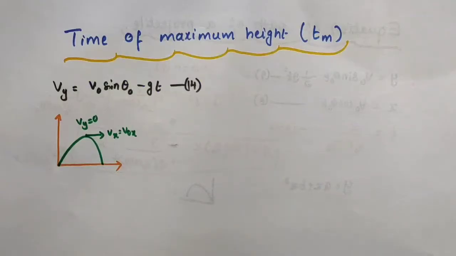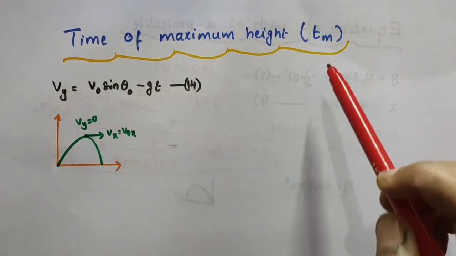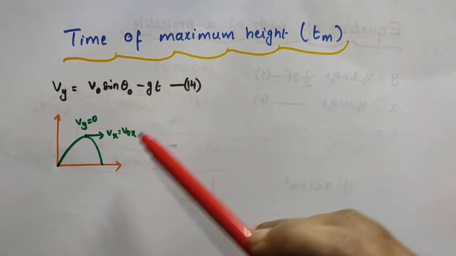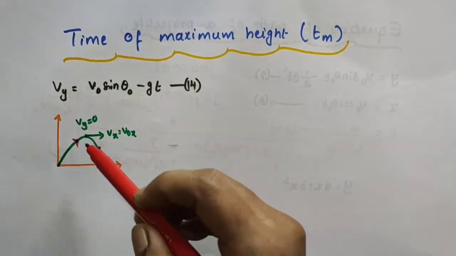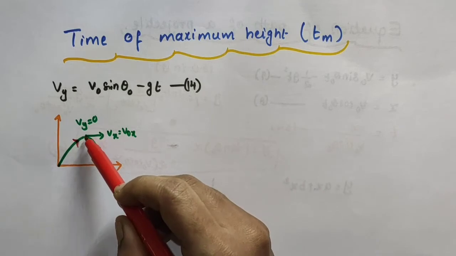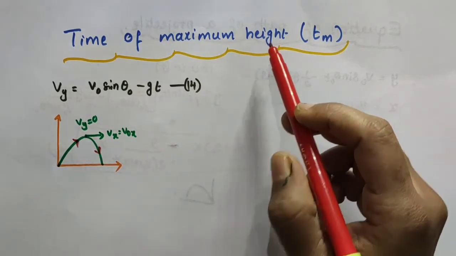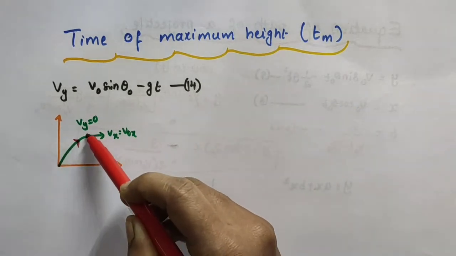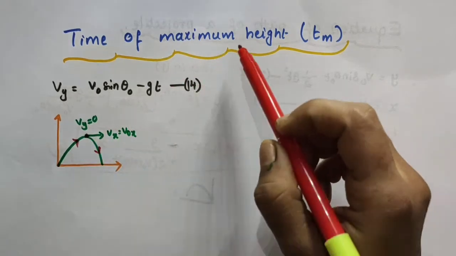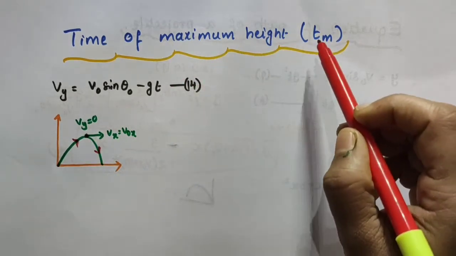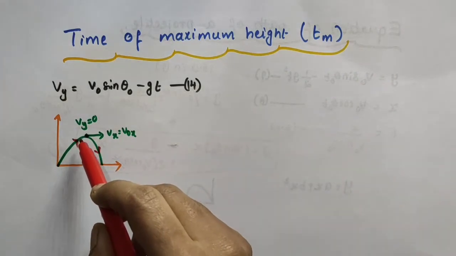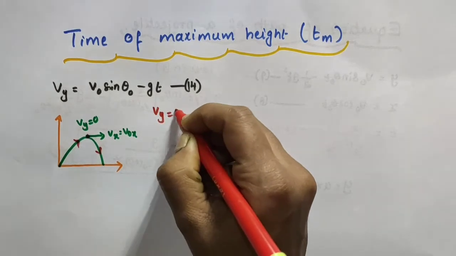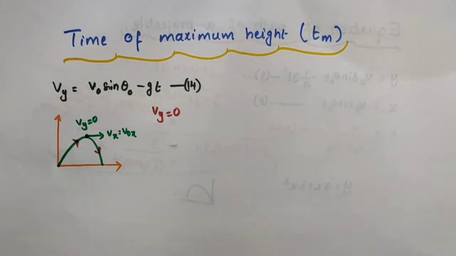Next, we are going to derive one expression for the time of maximum height, which is represented by t suffix m. The time taken by the projectile to reach its maximum height is called the time of maximum height, and it is denoted by t suffix m. We know that at the highest point Vy equal to 0.